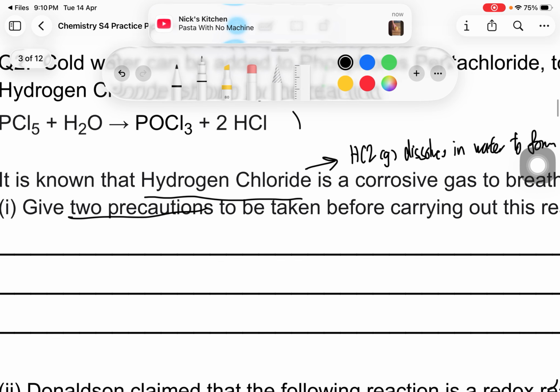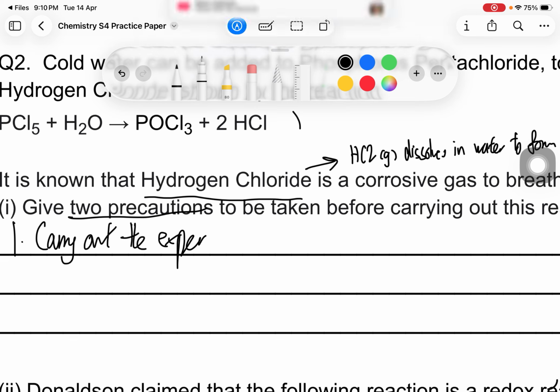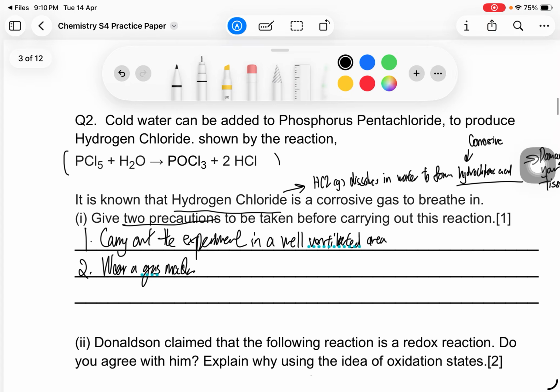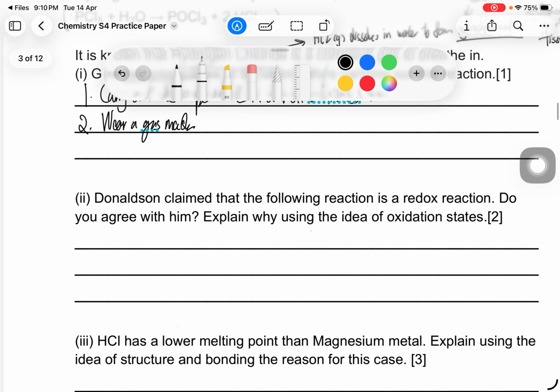So how can we do this? First of all, we can make sure we carry out the experiment in a well ventilated area. And second, we can wear a gas mask to reduce the amount of HCl inhaled if there is.